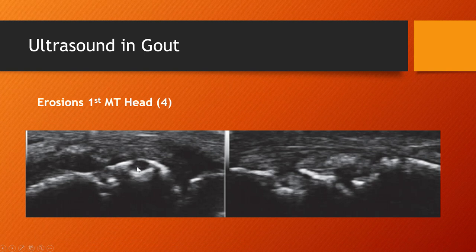And this is what erosions look like. In comparison with X-ray, the erosions are very easily detected on ultrasound, and these sorts of things can be missed on X-ray.